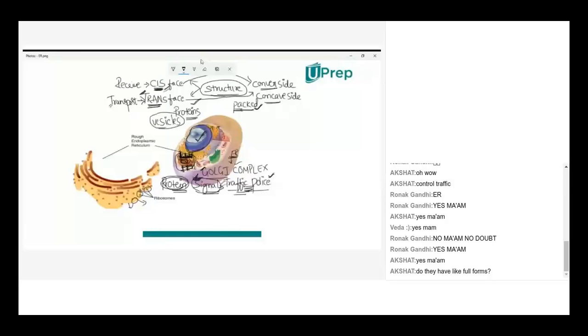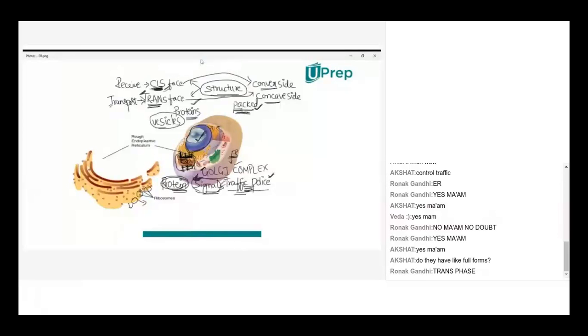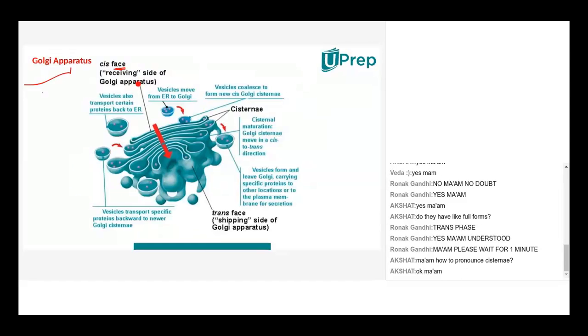Proteins will enter the Golgi complex cis phase and after getting packed in the Golgi complex, they will move to the trans phase and get transported. Okay, take this as the Golgi complex. The whole Golgi complex looks like this.